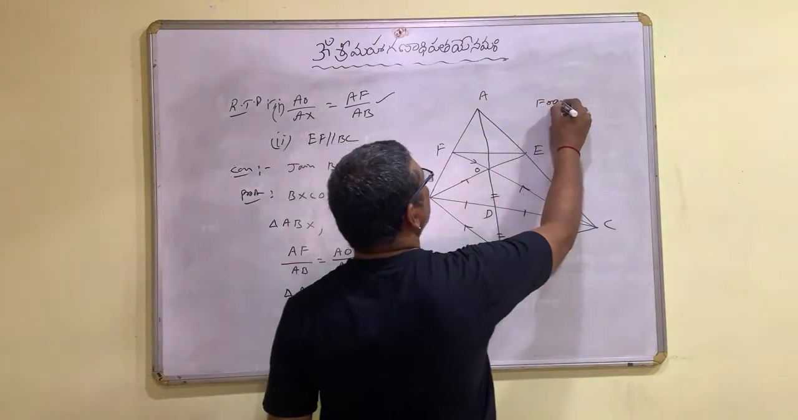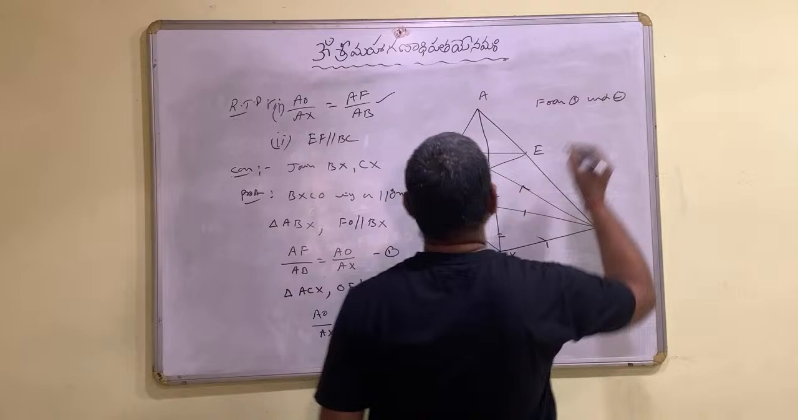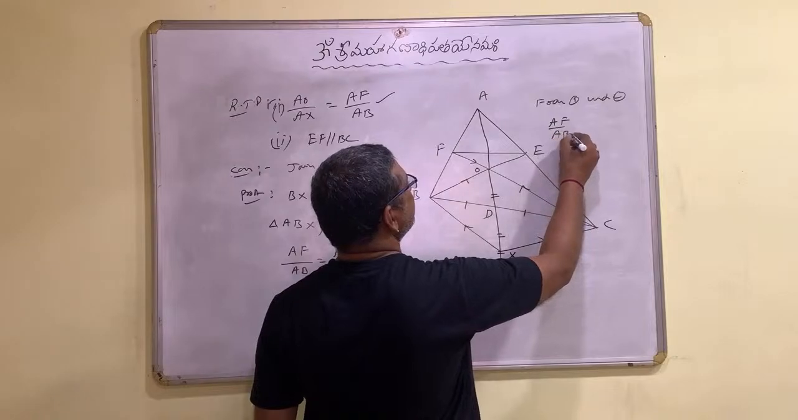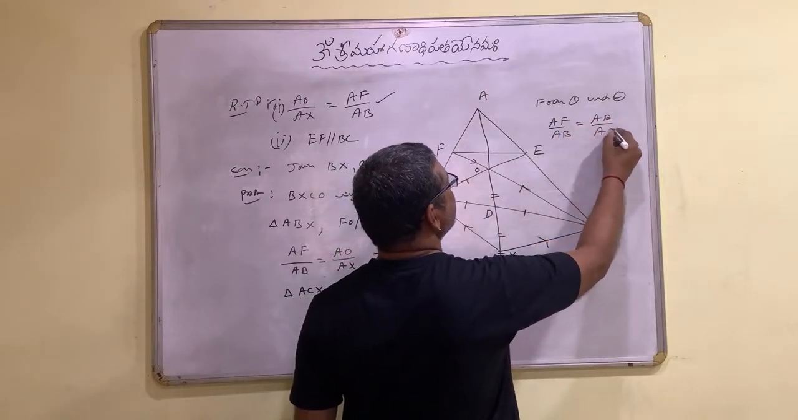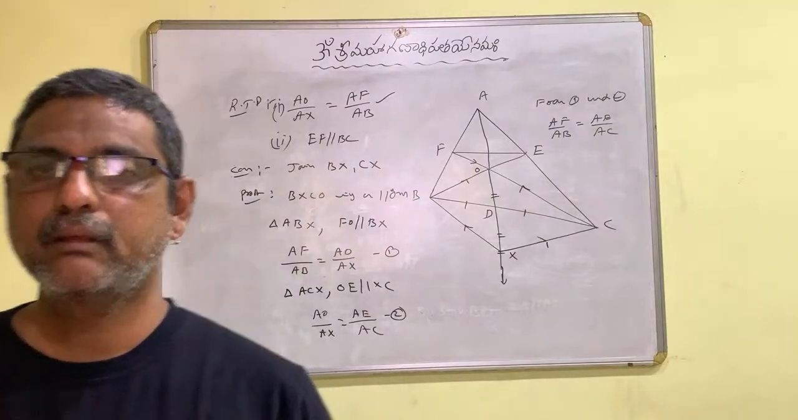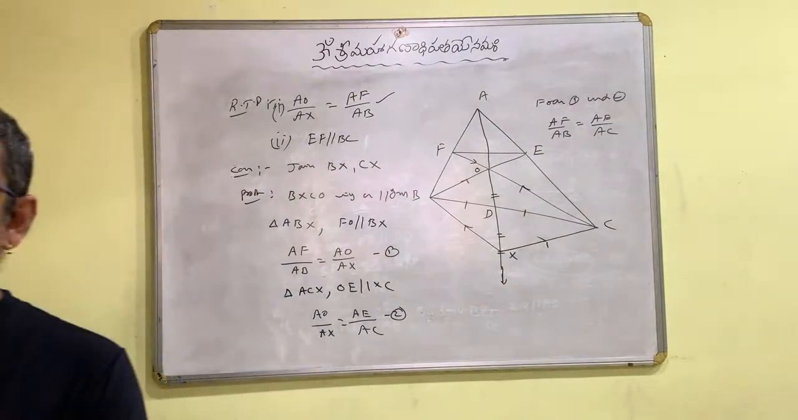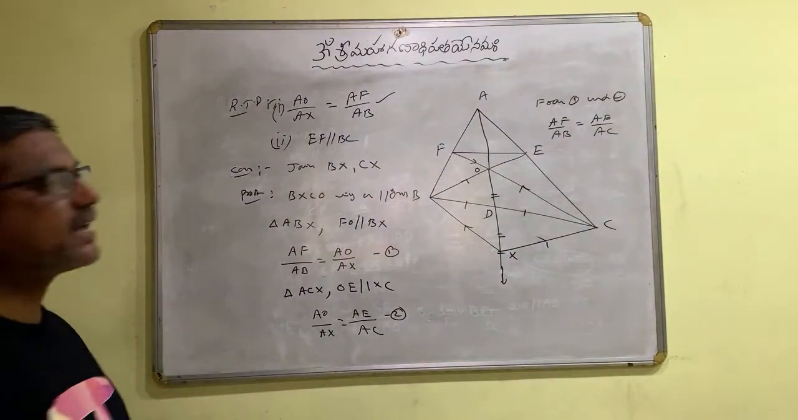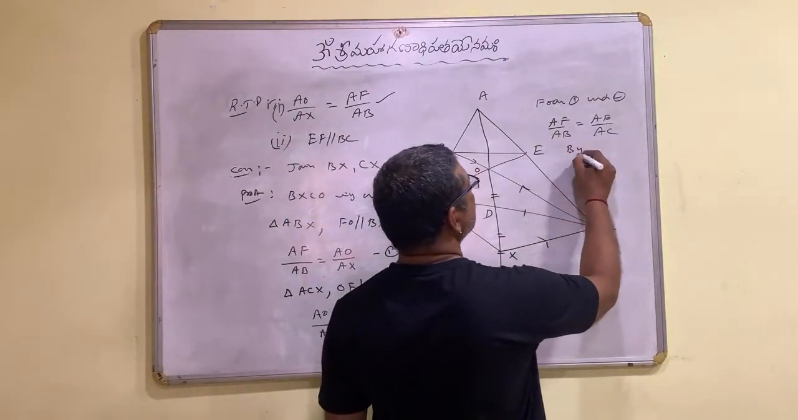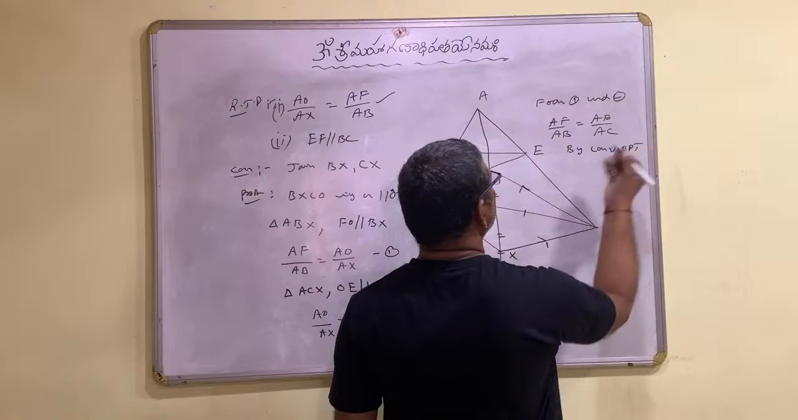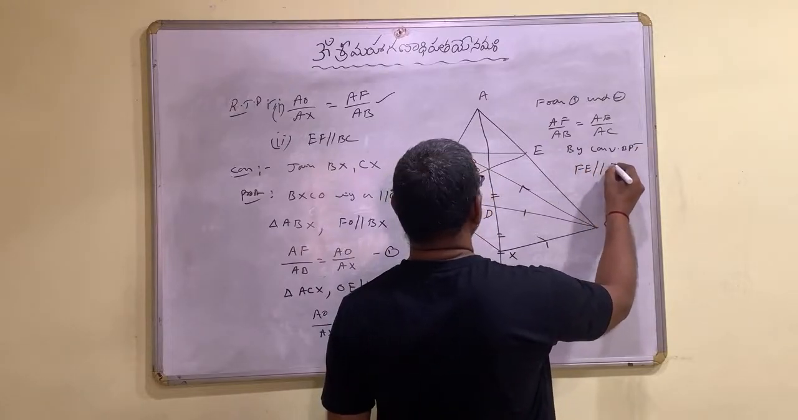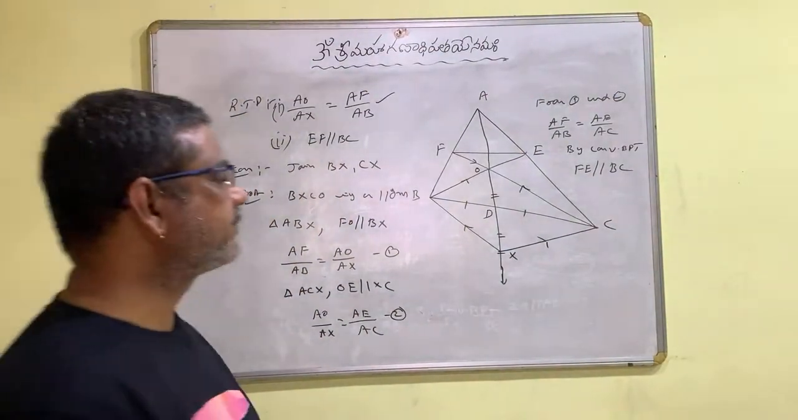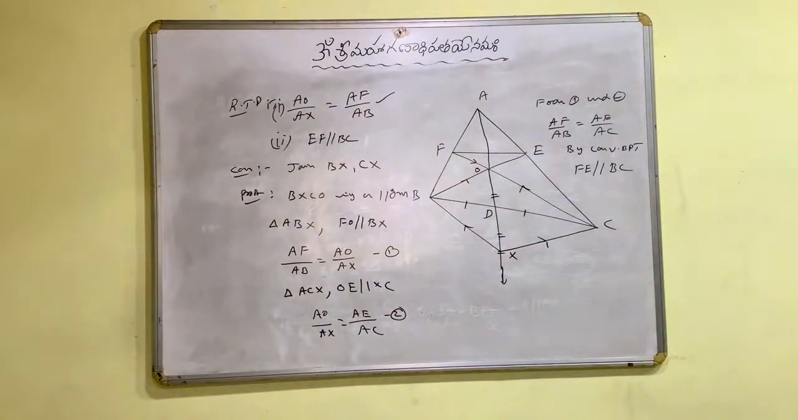From 1 and 2, what will we get? AF by AB is equal to AE by AC. Is that right? Now, by converse of basic proportionality theorem, FE parallel to BC. Okay, children?